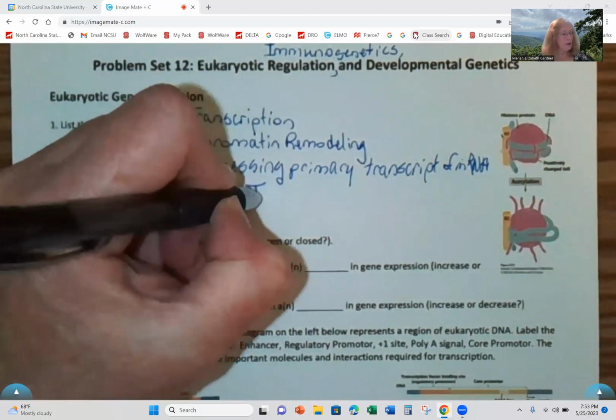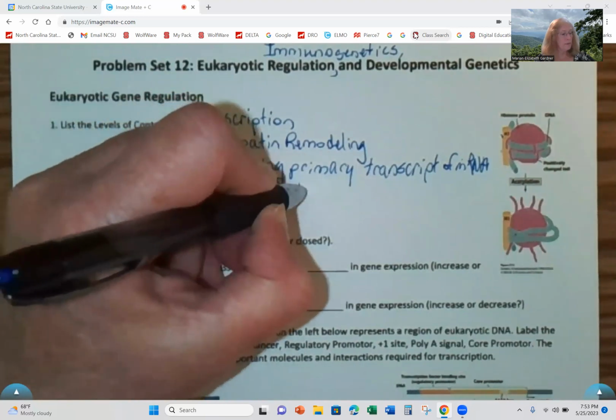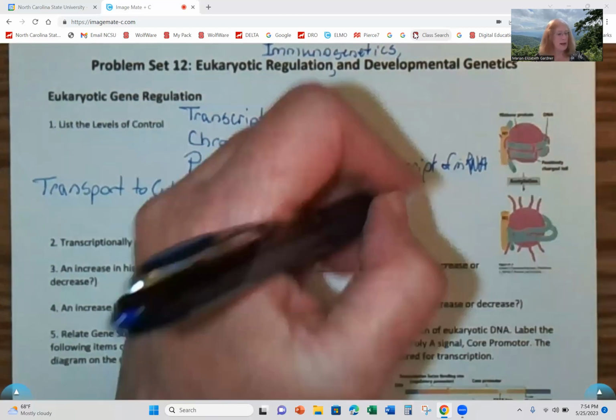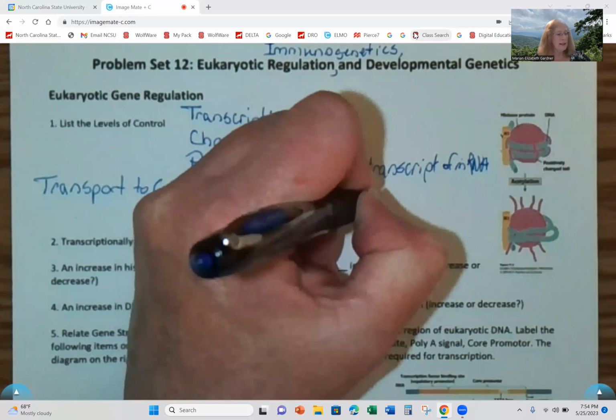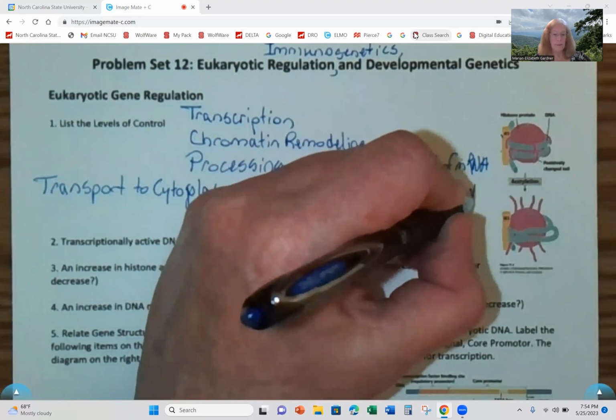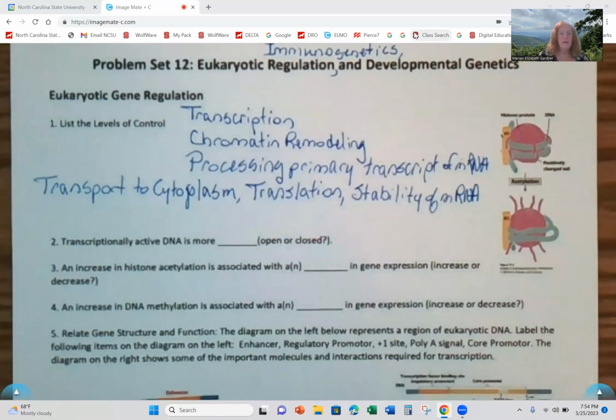So translational control, at the level of translation. And then some messenger RNAs have a long half-life. They are very stable. They live for a long time. Whereas some messenger RNAs have a short half-life and get degraded rapidly. So we can think about stability of the messenger RNA. And then we can also think about protein modifications. I did not really talk about protein modifications other than to mention them in the lecture.